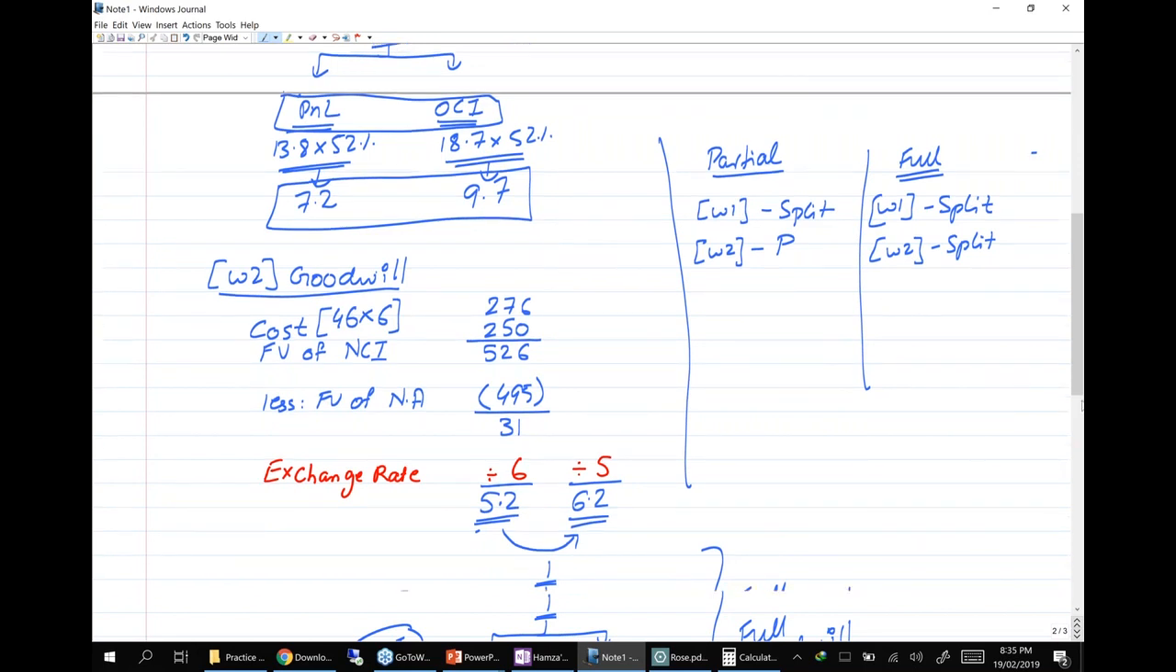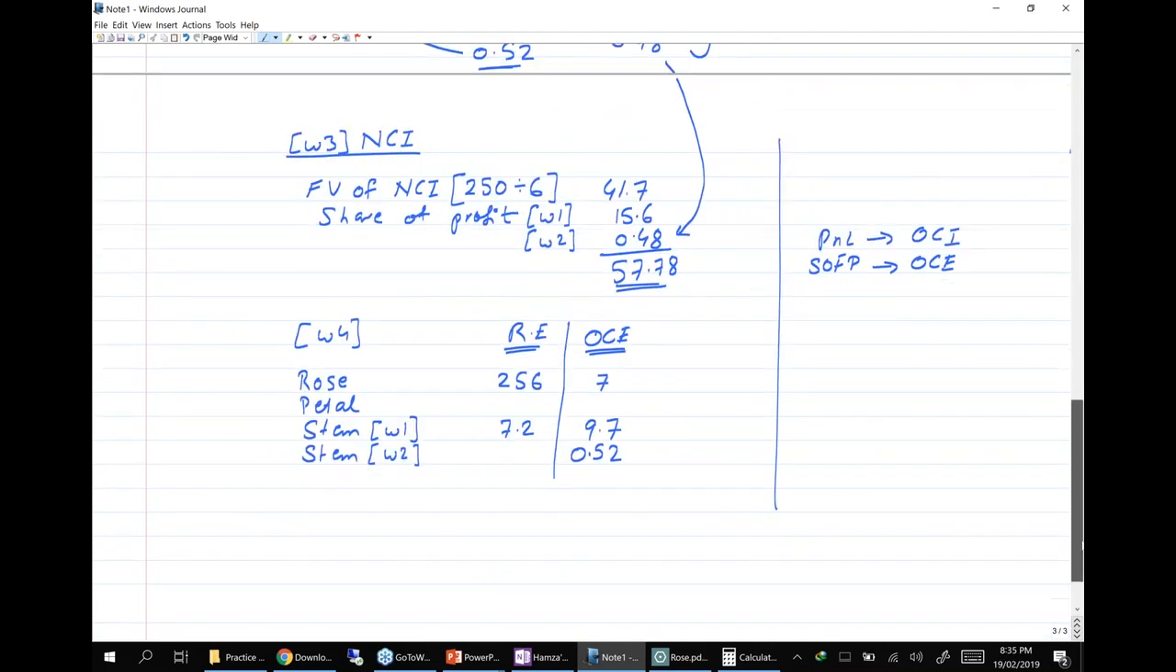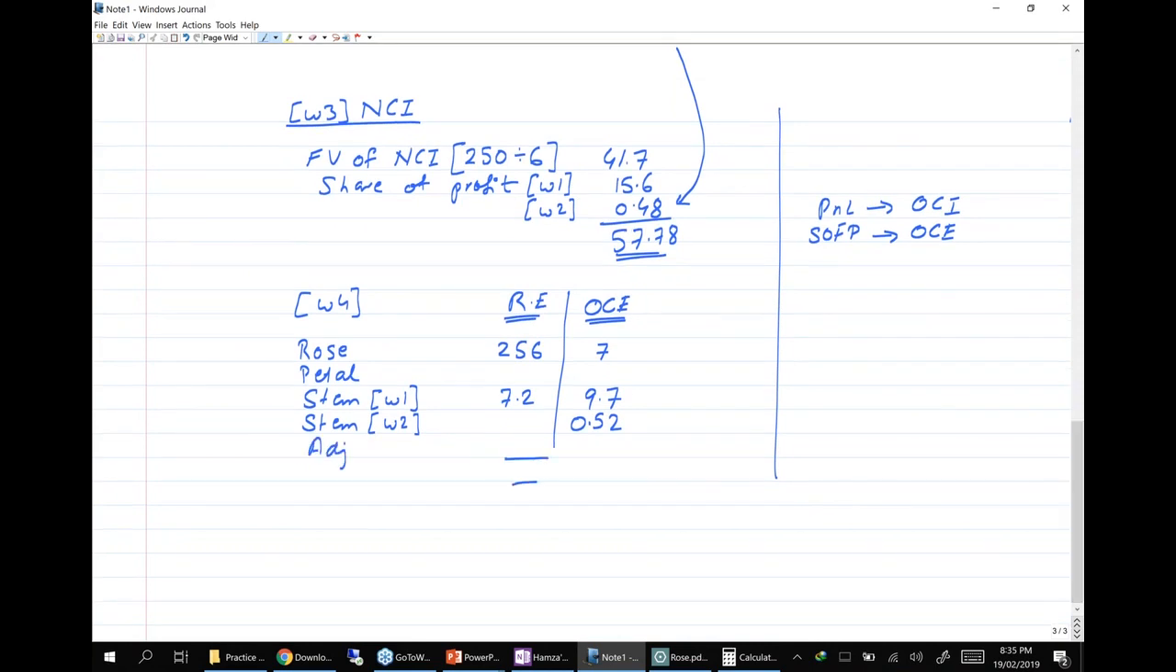So 7.2 and 9.7. This is how we are going to write the values, and then after incorporating the adjustments, we can calculate the total. But in SBR, you will not be supposed to calculate all of the workings. Probably the examiner is going to tell you that we have calculated goodwill in some sort of way, and then you are going to correct that incorrect goodwill calculated by the question.